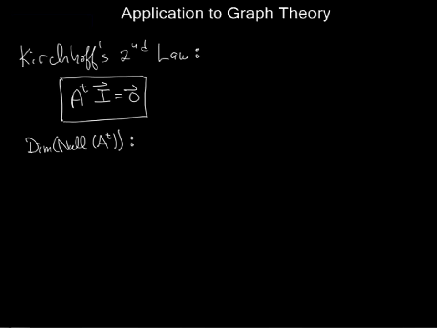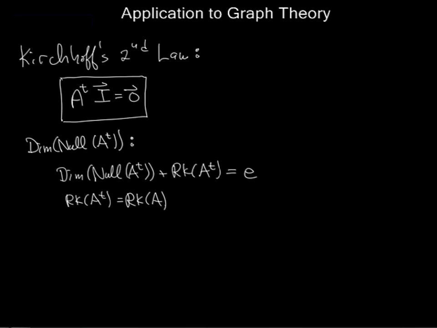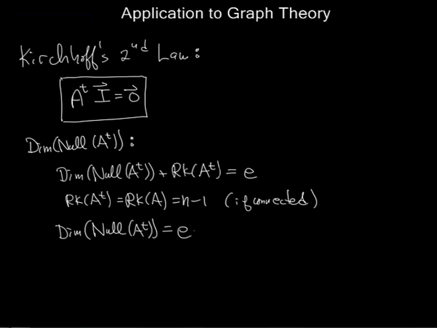Let's look at some dimensions again. What about the dimension of the null space of the transpose? Well, remember that the dimension of the null space plus the rank has to be the number of rows, which is E. And remember that the rank of A and the rank of A transpose are both n minus 1. I'm assuming that it's connected here. So I've just concluded that the dimension of the null space of A transpose is E minus n plus 1.